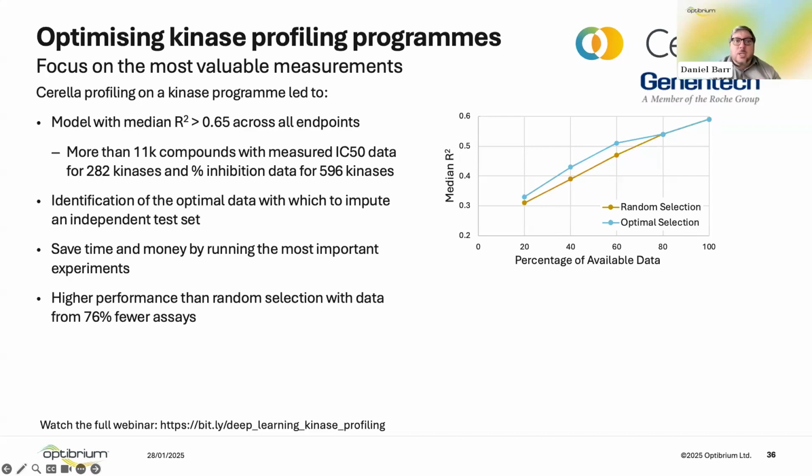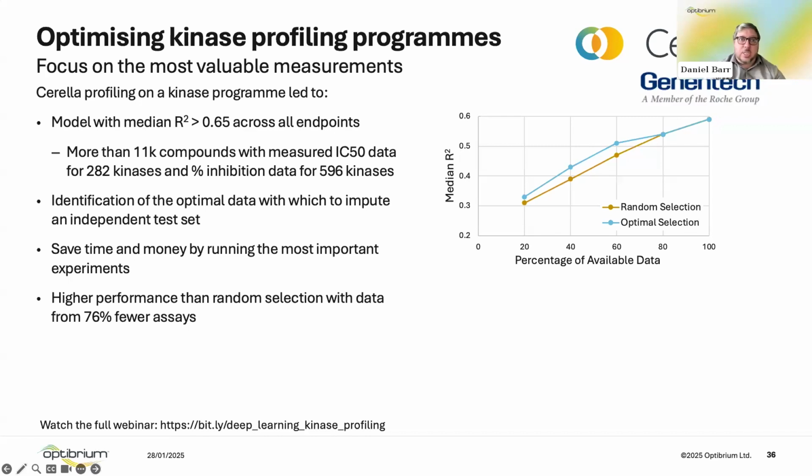And so we'd like to say, well, can Cerella help us to identify which are the most meaningful relationships, the most important measurements that we can make to prioritize our experimental resources? This would let us save time and money by running only the most important experiments. And to give away the end in the beginning, what we find out is that Cerella's deep learning imputation was able to achieve higher performance in predicting test set data than random selection, using data from 76% fewer assays.